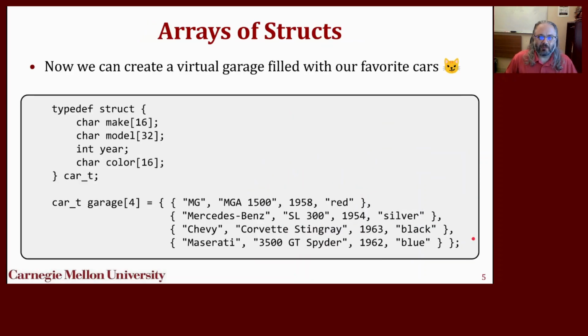And then, of course, we can do more interesting things. Now that we have our custom struct type and we know how to create static arrays, we could actually create a static array of cars. In other words, we can build a virtual garage with our favorite cars. So in this one line of code, albeit one very, very long line of code, I can actually create an array of length 4 where each entry in the array is a car struct. And in this one line of code, I have populated the make, model, year, and color of all 4 of those cars.